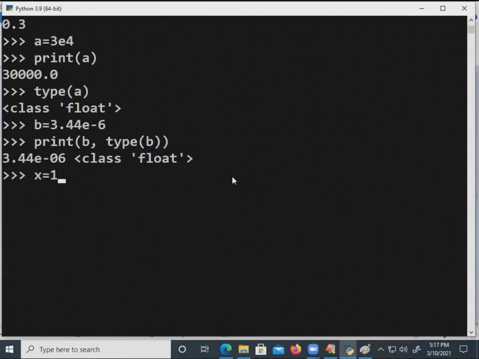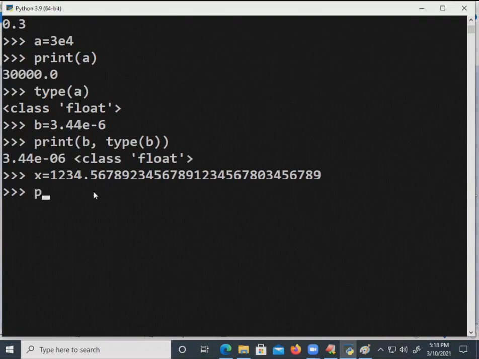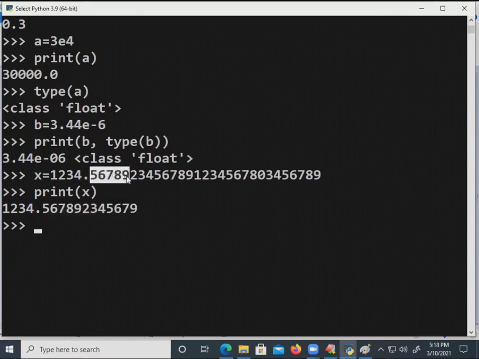One more example I will tell you. See, 1, 2, 3, 4, 5, 6, 7, 8, 9, 1, 2, 3, 4, 5, 6, 7, 8, 1, 2, 3, 4, 6, 7, 8, 0, 2, 3, 4, 5, 6, 7, 8, 1, 2, 3, 4. Such a bigger number I wrote. Is it taking larger space inside or not? Now, enter. Print of x. Do you think that number is printed as it is? No. It is internally converted into scientific form. See that? It is printed only up to here, only half of the number.